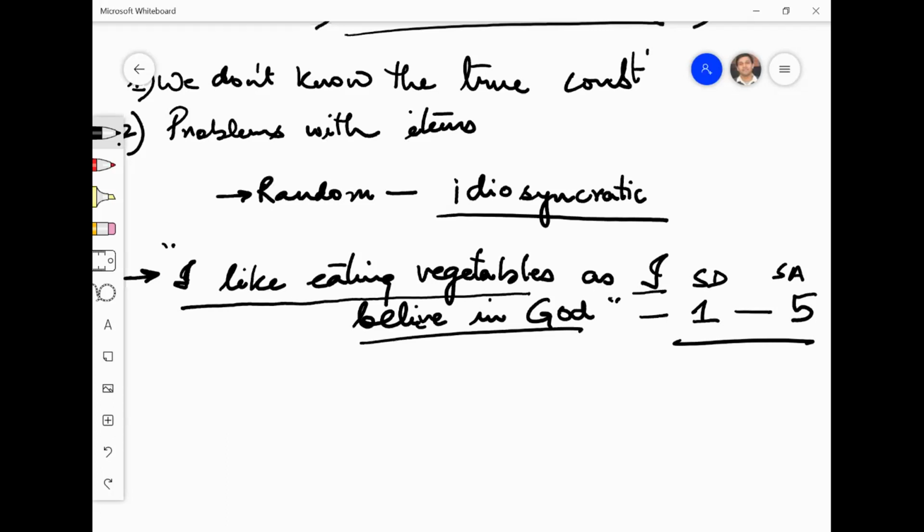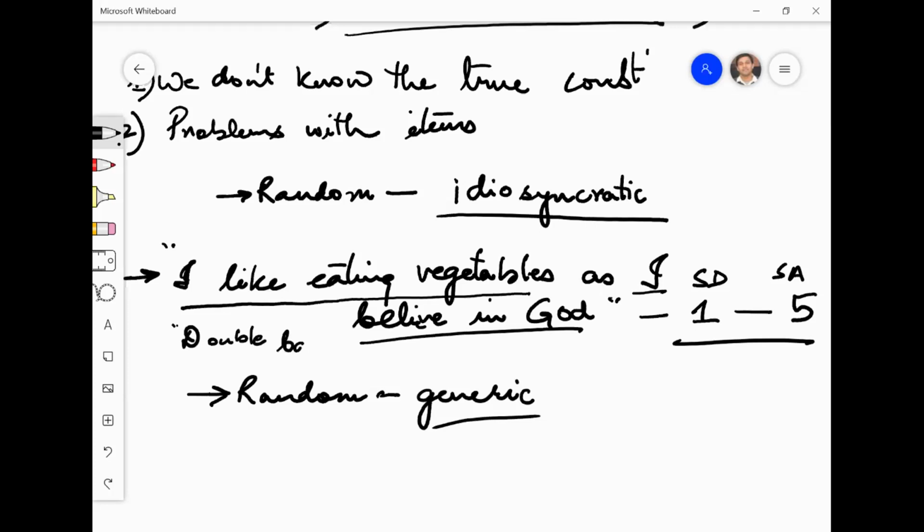I like eating vegetables, but what has it got to do with my believing in God? This is another kind of problem that will confuse everybody who is going to respond. Some will say, yes, I believe in God, but I don't eat vegetables. Or I believe in God and I eat vegetables. Or I eat vegetables, but I don't believe in God. There can be all kinds of combinations, which again introduce randomness in your data. This is called a generic random error, which will be across the population, and this kind of question in survey design is called a double-barreled question.